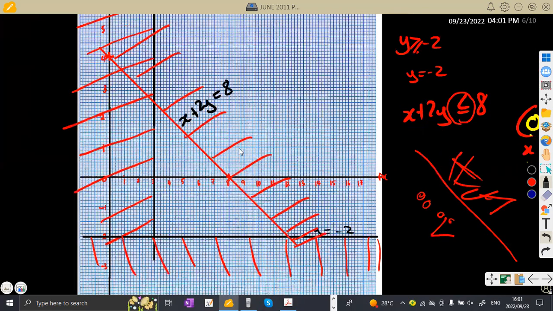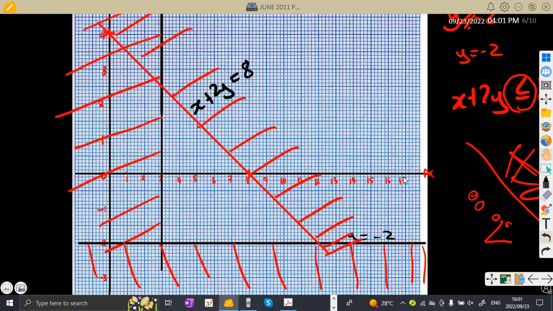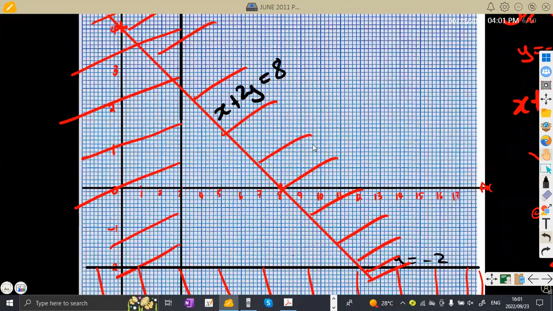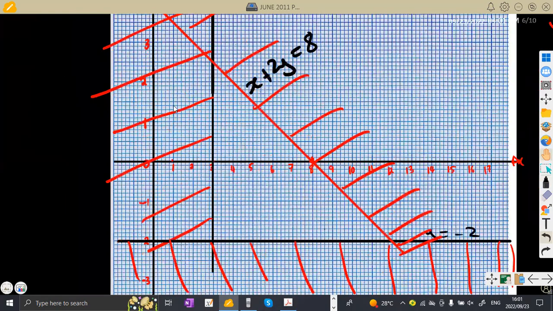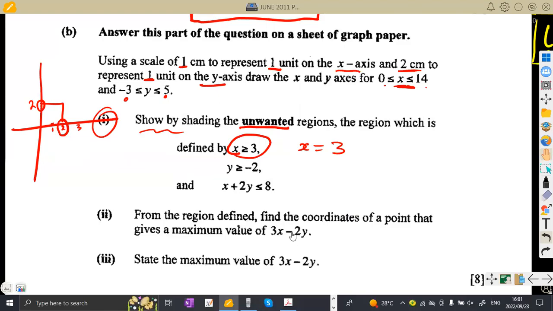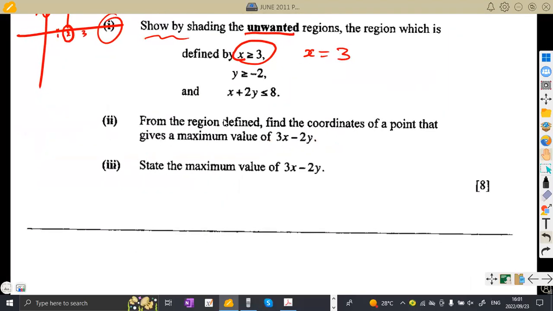Okay, so like we can see, guys, that was our inequality. It was going to be like this. Our diagram was going to look a little bit of this nature with this region left out and shaded like that. And we can actually answer any of the questions from this region. Let us see the first question that we are given after this. From the region here, find the coordinates of a point that gives a maximum value of 3x minus 2y.